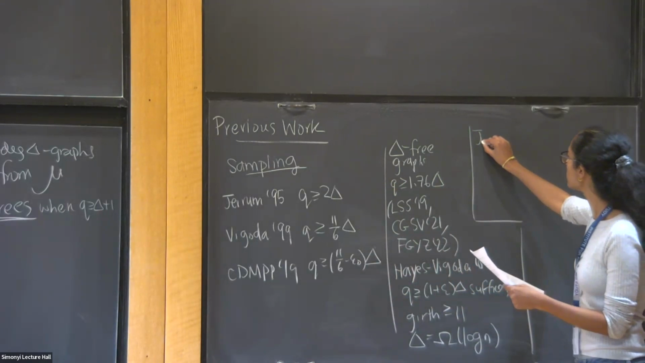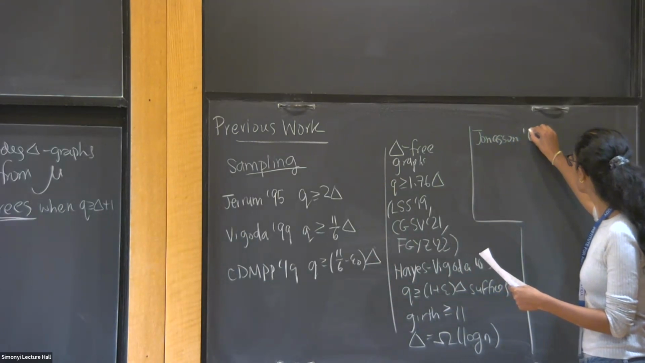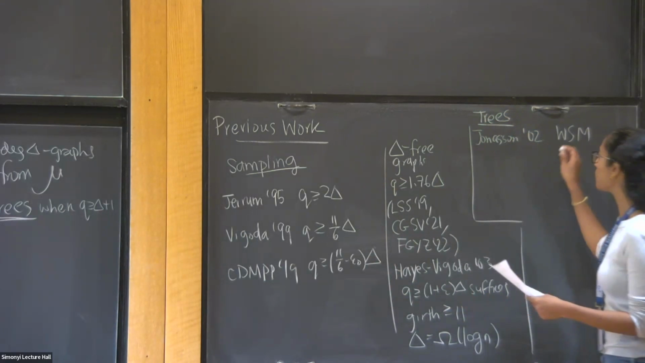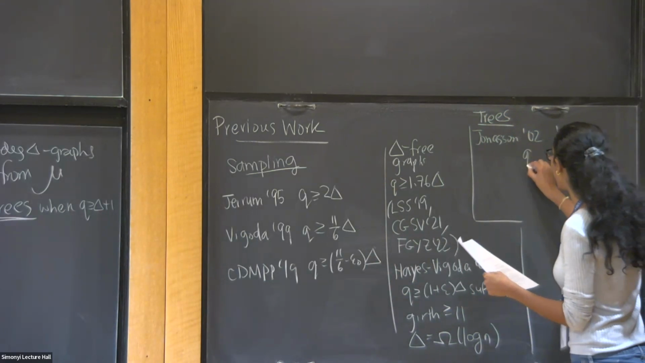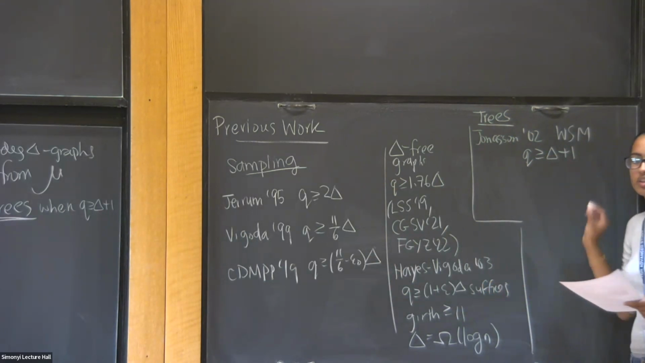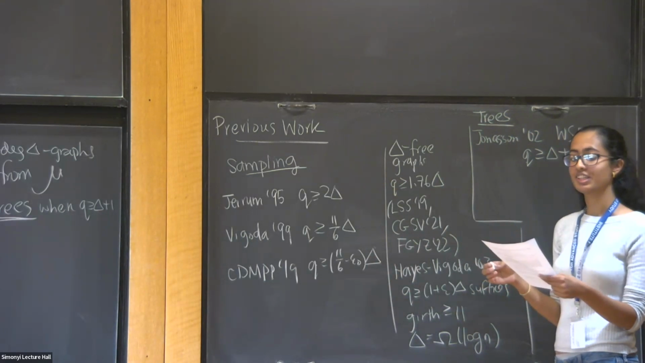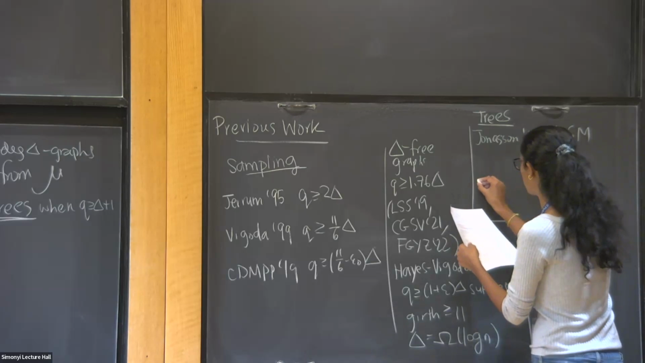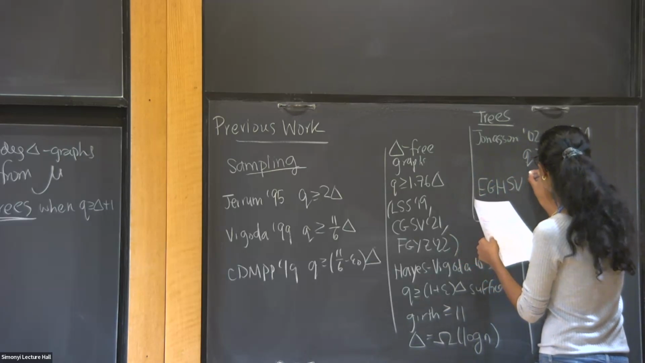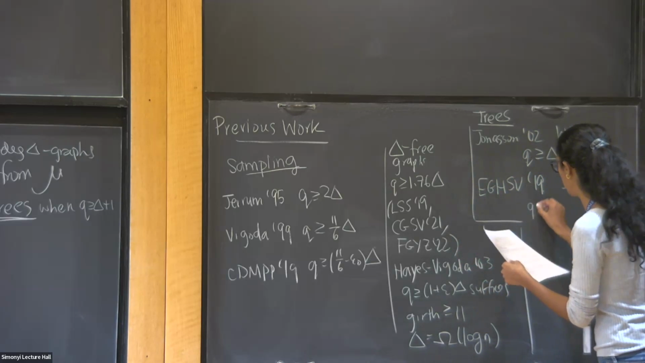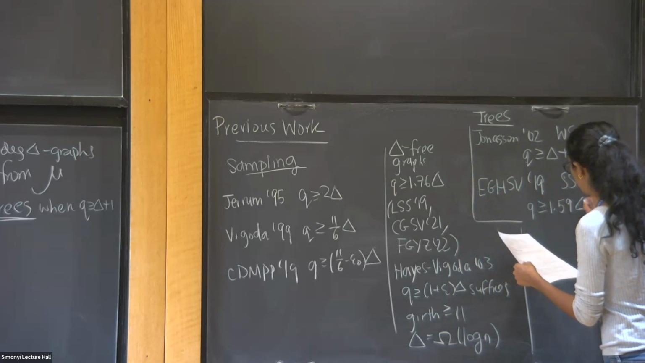So in 2002, Jonasson showed, and these are all about trees, that weak spatial mixing holds on trees exactly up to the conjecture threshold, where Q is at least delta plus 1. His proof proceeds by a reduction to trees of at most about 1,000 vertices, and then uses a computer program to solve from there. However, in terms of when strong spatial mixing holds, the best known result is from 2019, where it was shown that strong spatial mixing holds when Q is at least 1.59 times delta.